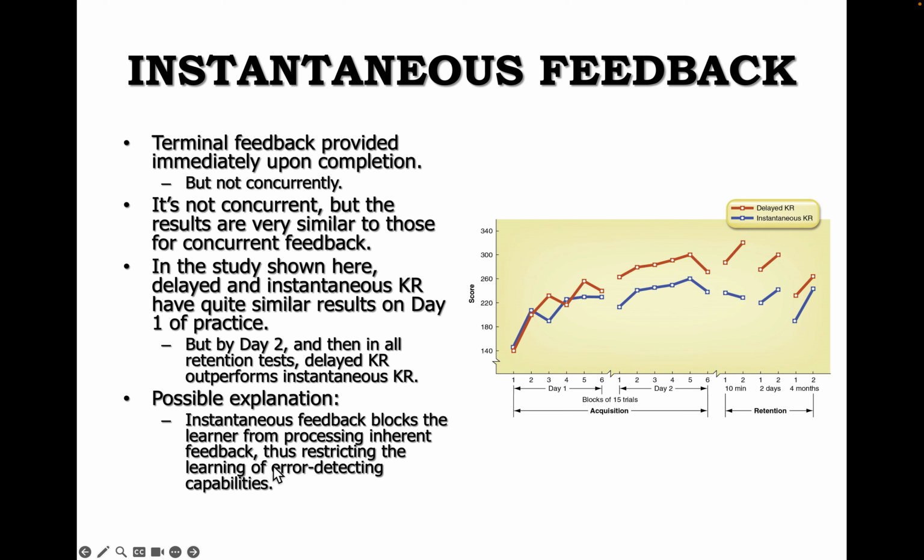Instantaneous feedback blocks the learner from processing their inherent feedback, meaning that they didn't have time to actually think about whether they did well or not, and self-correct themselves. Instead, with the instantaneous knowledge of results, they relied on that feedback instead of having to self-correct themselves because they were given it right away, instead of having a delay and therefore having to self-correct without that feedback until later on.